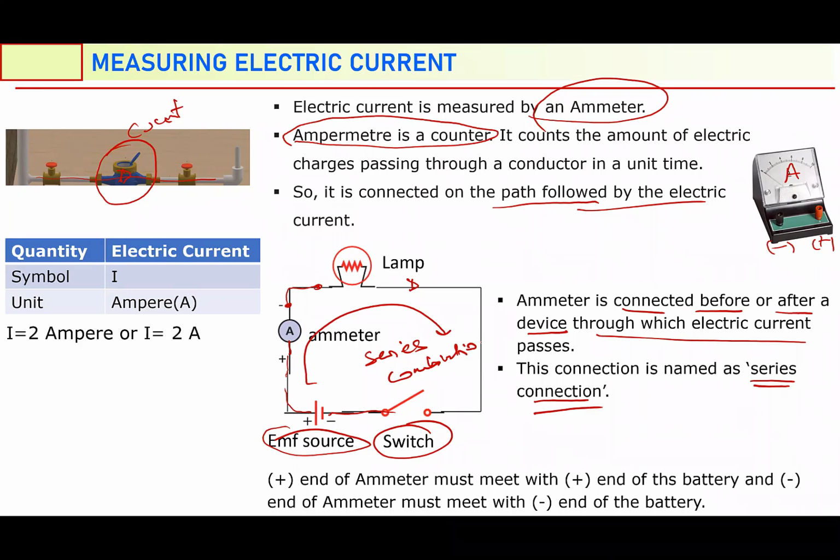And again, the ammeter also has a positive terminal and a negative terminal. The positive terminal of the ammeter must be connected to the positive terminal of the battery. The negative end of the ammeter must meet the negative terminal of the battery as well. That is, the positive end of the ammeter must meet the positive end of the battery. The negative end of the ammeter must meet the negative end of the battery.